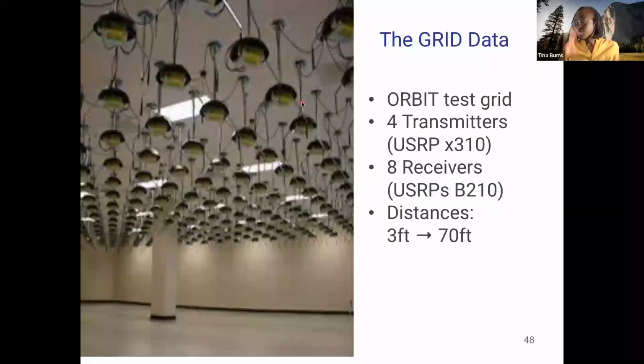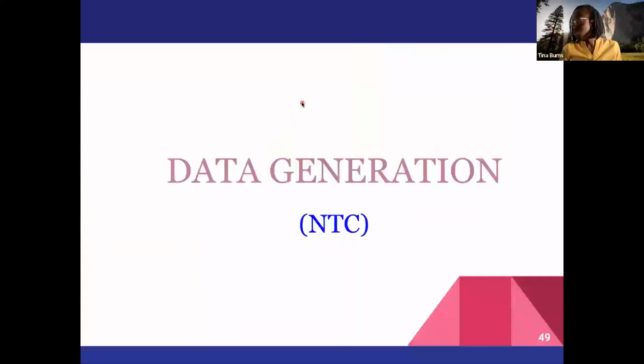So what I did is I chose 4 transmitters and 8 receivers and used that in different configurations to get the information. Now, the distance for that ranged from basically 3 feet to 70 feet because I wanted to see the impact of what would happen if I had longer times of transmission.